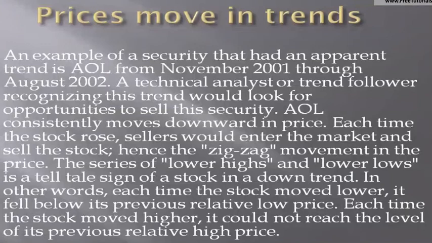Each time the stock moved higher, it could not reach the level of its previous relative high price. So basically if the previous high price was, let's say, 51 and it fell to 49, the second high will always be lower than 51. It will be 50 or 49-50.